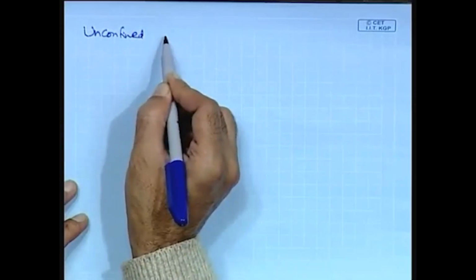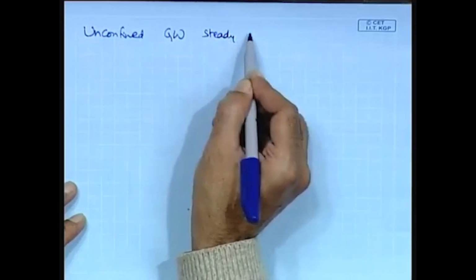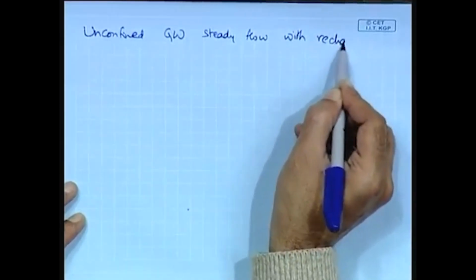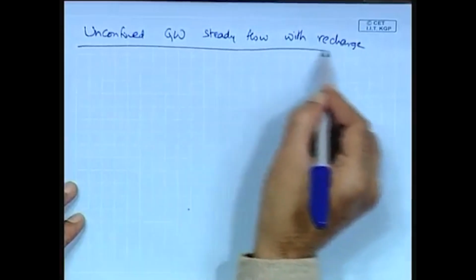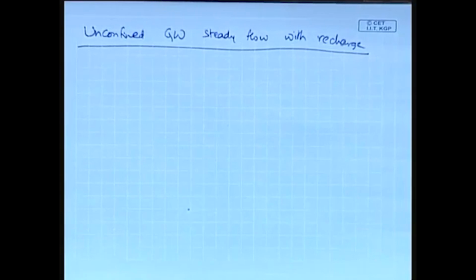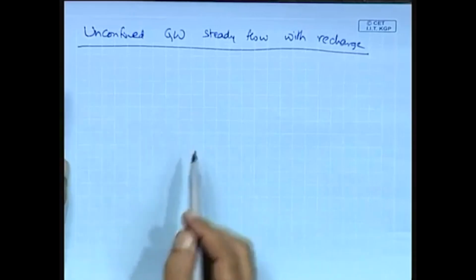that is the unconfined groundwater steady flow with recharge. Suppose there is some recharge in the z direction, say due to rainfall or precipitation. So, the groundwater is getting recharged. So, in that case what will be the expression, let us see.